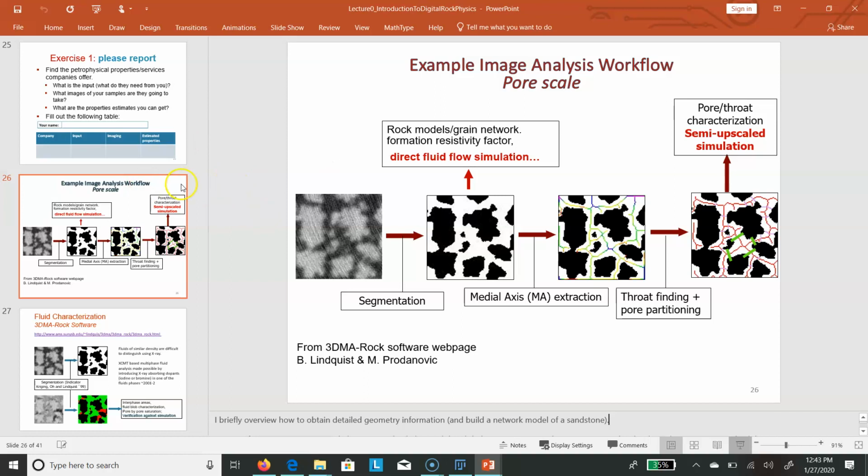So one can also characterize fluids or whatever phases, mineral phases that you have in the pore space. And this is a little bit of history again. This was a software that I worked on, and that was at some point the only free software for this type of analysis of images.